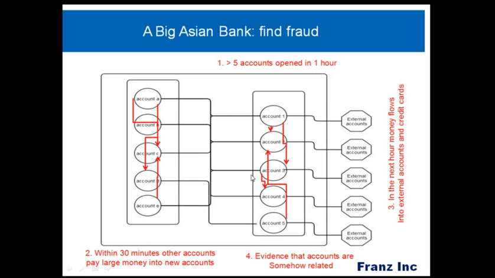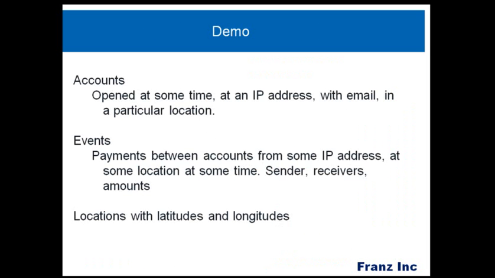So suddenly we have some geospatial questions here, and we do the same thing for the people that paid money into these newly opened accounts. What you see here is that you need graph search, temporal search, and geospatial search all at the same time to find very complex patterns. All right, and I can actually demo parts of the system.